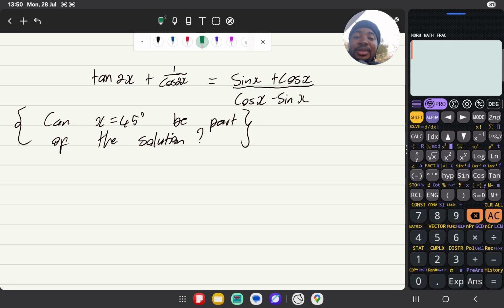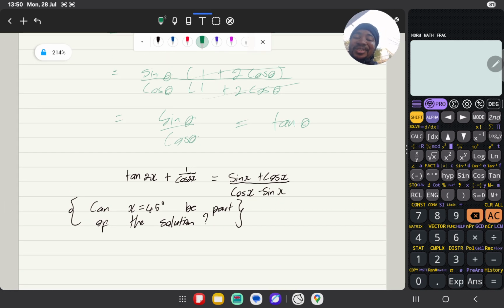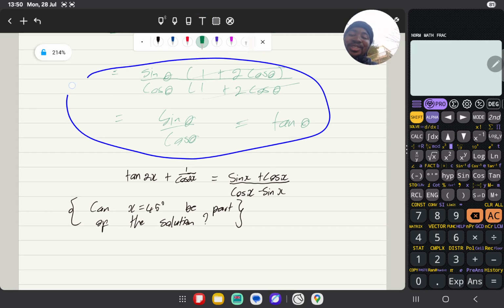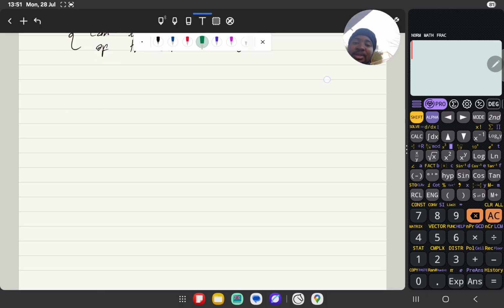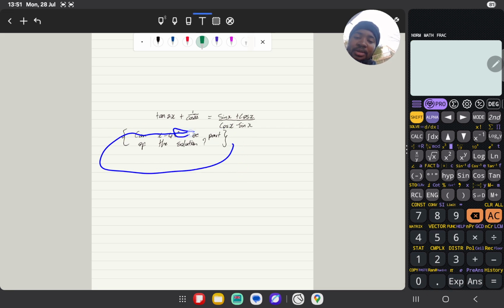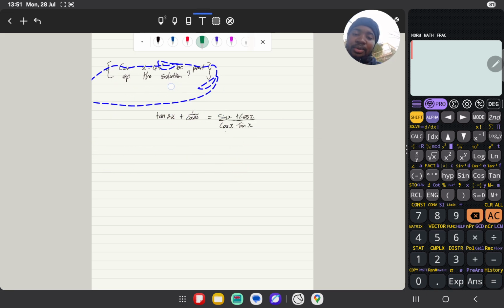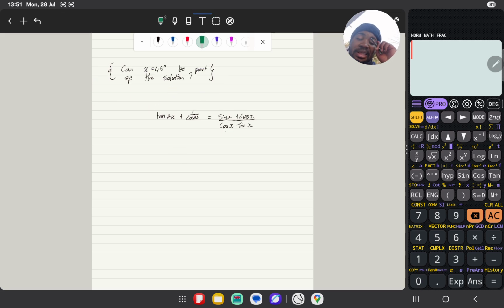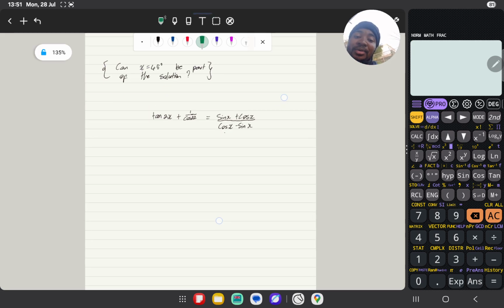So cool. We are proving that the left and the right are the same. And here I put a note asking whether x equals 45 can be part of the solution. Okay, I see what I was doing. So I'm going to try to remove this. Let me see, there's enough space, and I'm going to put it up here, right? So after solving this, we need to answer that question.